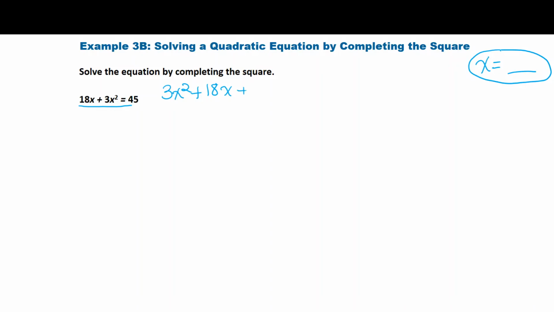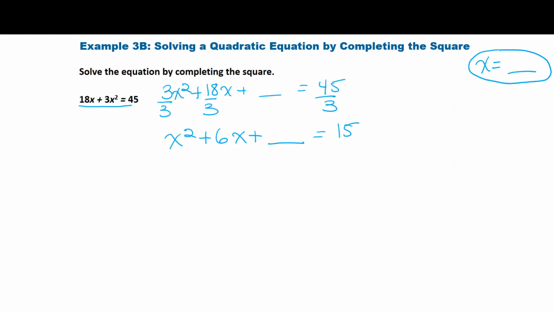And I'm going to go ahead and put in my plus something, is going to equal 45. So the first thing I see when I look at this is I have a 3 as my coefficient in front of my x squared, and I really want that to be a 1. So I'm going to go ahead and just divide everything by 3 and get that taken care of. Okay, so what I'm going to end up with is x squared plus 6x plus some number is going to equal 15. Okay. So now that I have that, it's a little bit easier.